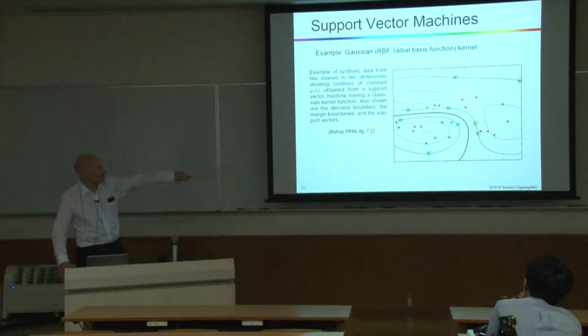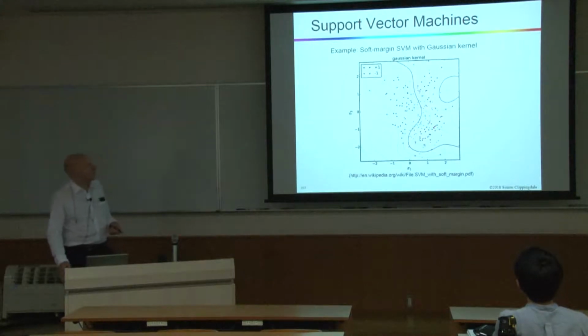The decision boundary is this thick black line here, which actually goes off the picture and back round up here. And the support vectors are these ones with green circles around them. So this guy and this guy, and this guy and this guy and this guy and this guy. Okay.